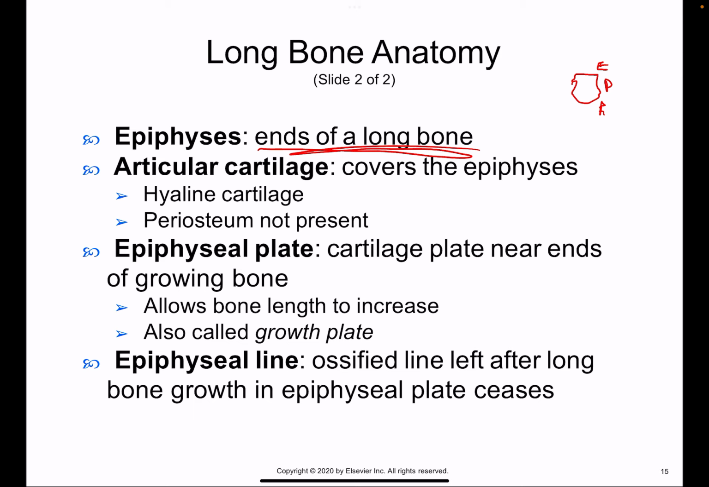For instance, most cases of arthritis are not necessarily due to lack of lubricant, and by lubricant, I mean synovial fluid. Most of the time it's due to a disintegration of cartilage, specifically the articular cartilage. Now, the articular cartilage is going to consist of hyaline cartilage, and the periosteum is not present in this area. Here we have the epiphyseal plate.